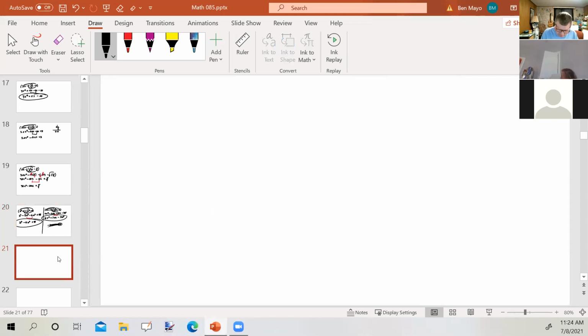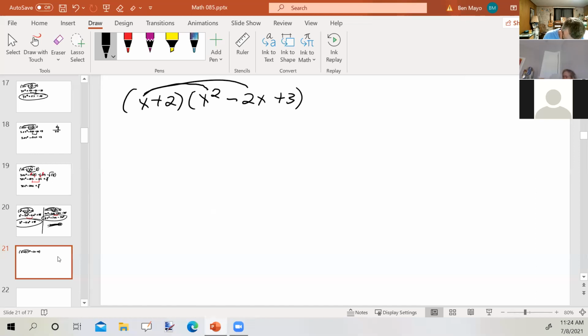Now, let's see here. We've got x plus 2 times x squared minus 2x plus 3. Well, technically, we can't really FOIL anymore because we don't have a binomial times a binomial. But we can do the same idea by starting at the left and taking the first term times that, and then times that, and then times that, and then taking the second term times that, and then times that, and then times that. So we're going to have 6 products.